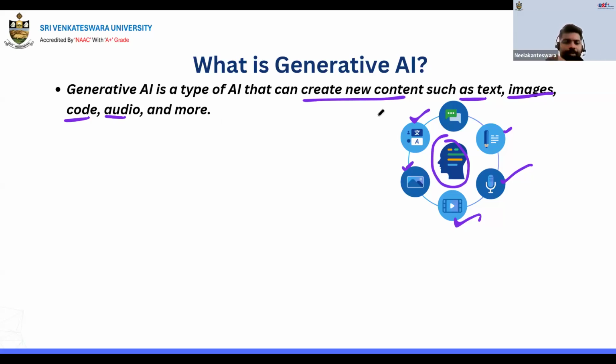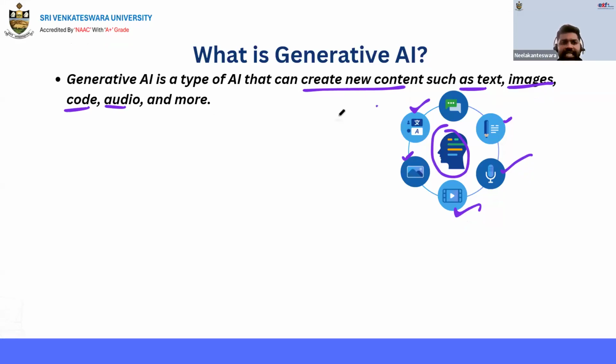Now see what generative AI means. Instead of just analyzing, predicting, or making decisions, generative AI creates new content in different forms like text, images, audio, videos, and even coding. The best example tools are ChatGPT, Perplexity, Grok, and Claude. These are the best examples of generative AI.